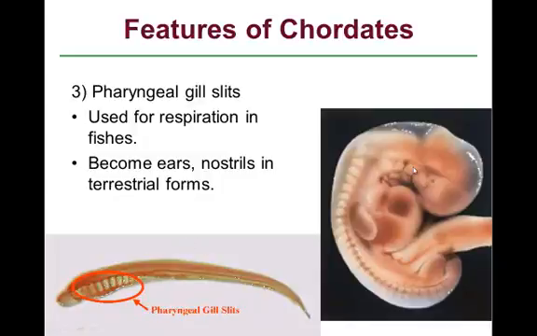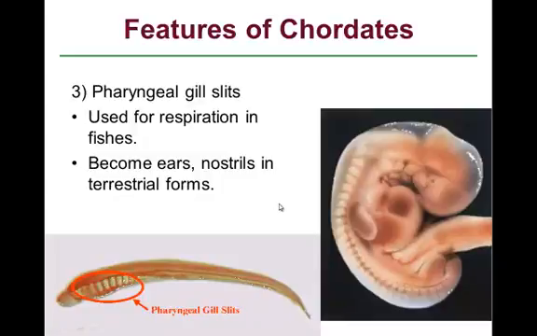Here, this is a human embryo, and we can see gill slits. The gill slits do not persist in the human embryo. Rather, they become other structures, ears and nostrils in terrestrial forms. In fishes, these slits are used to have water run over the gills, and therefore they allow respiration or exchange of respiratory gases. But in other forms, they become other structures, as noted.